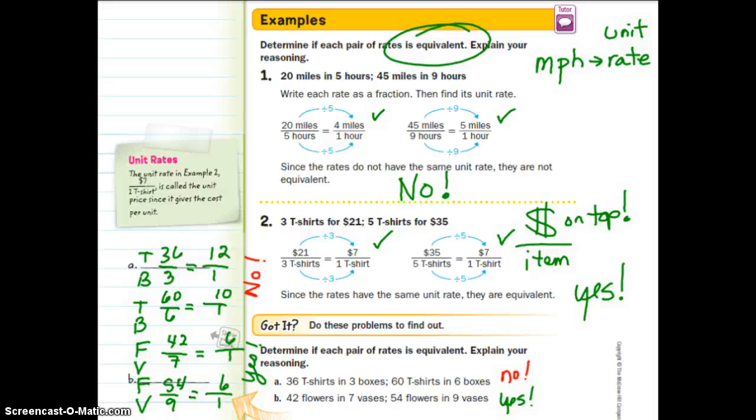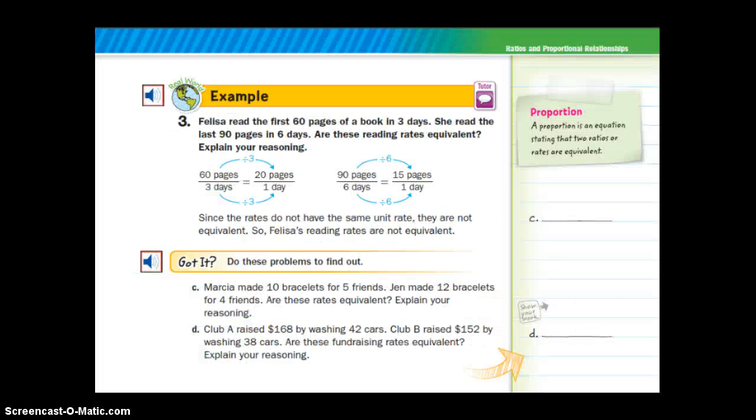Notice that when we do these, you need 2 equal lines. Again, it's important to remember when you're making a comparison, you have to do 2 of these. Turn the page. In example number 3, Felicia reads the first 60 pages of a book in 3 days. She reads the last 90 pages in 6 days. Are these equivalent? And again, I like keeping mine much more clean.